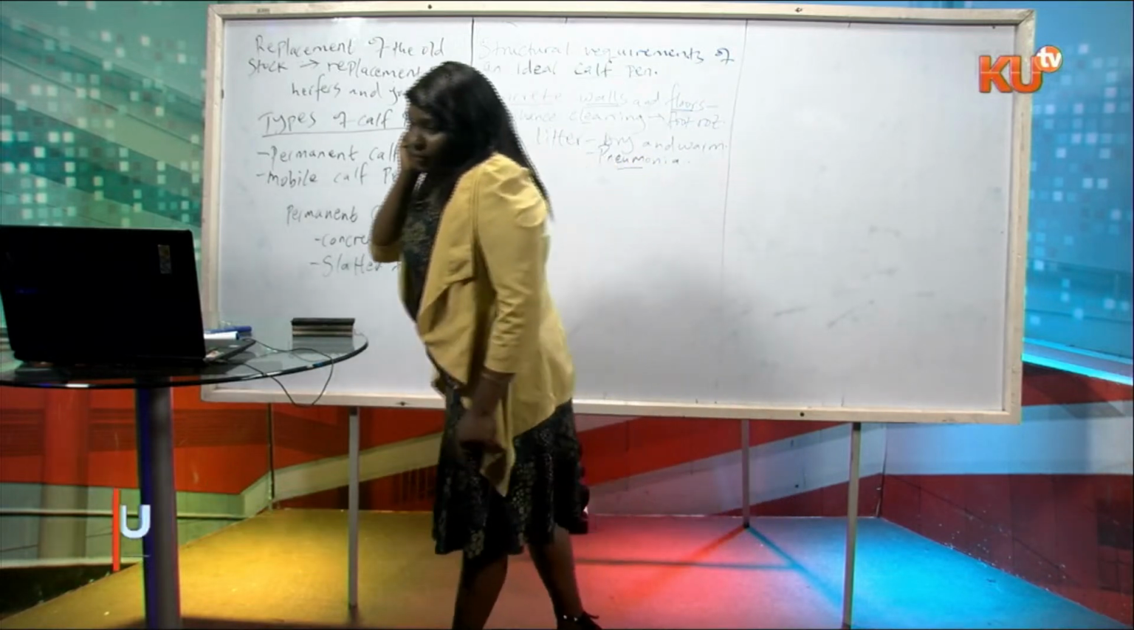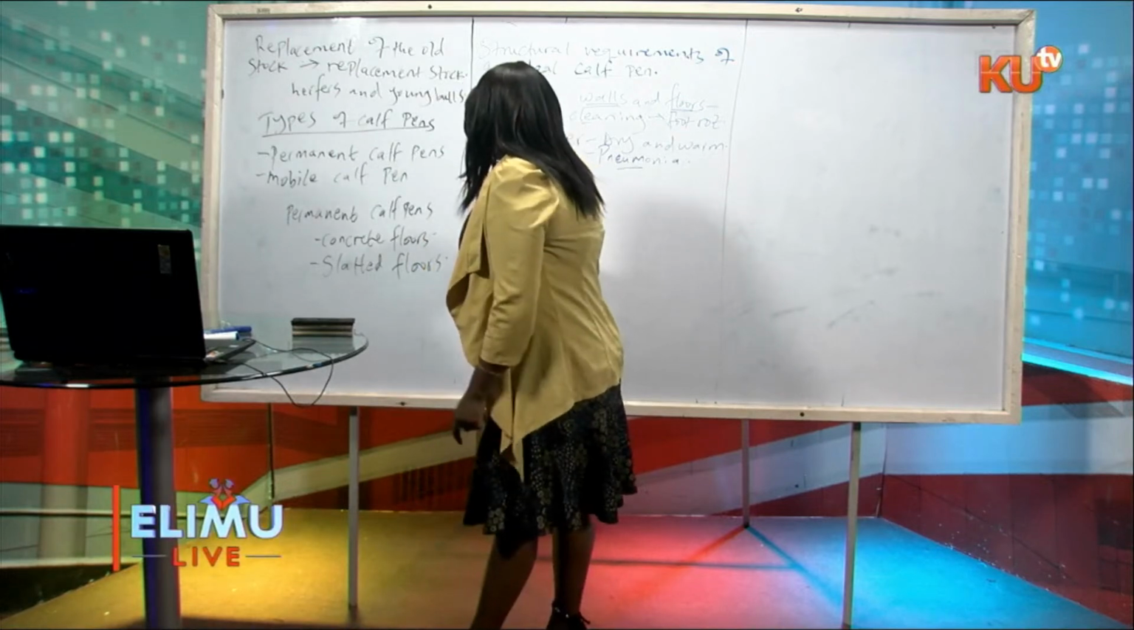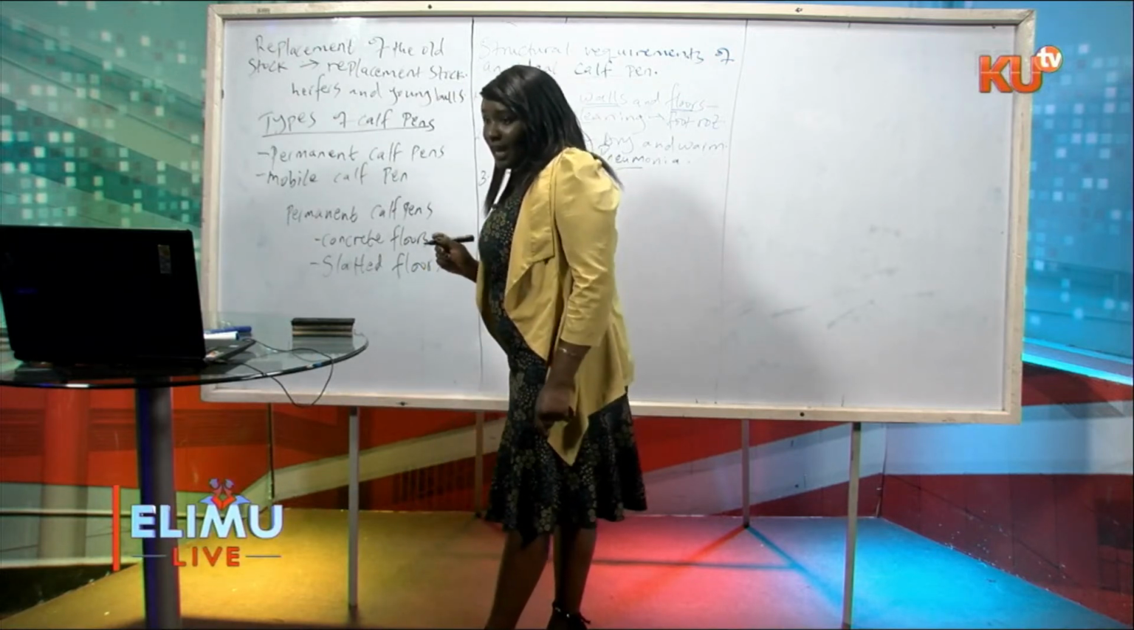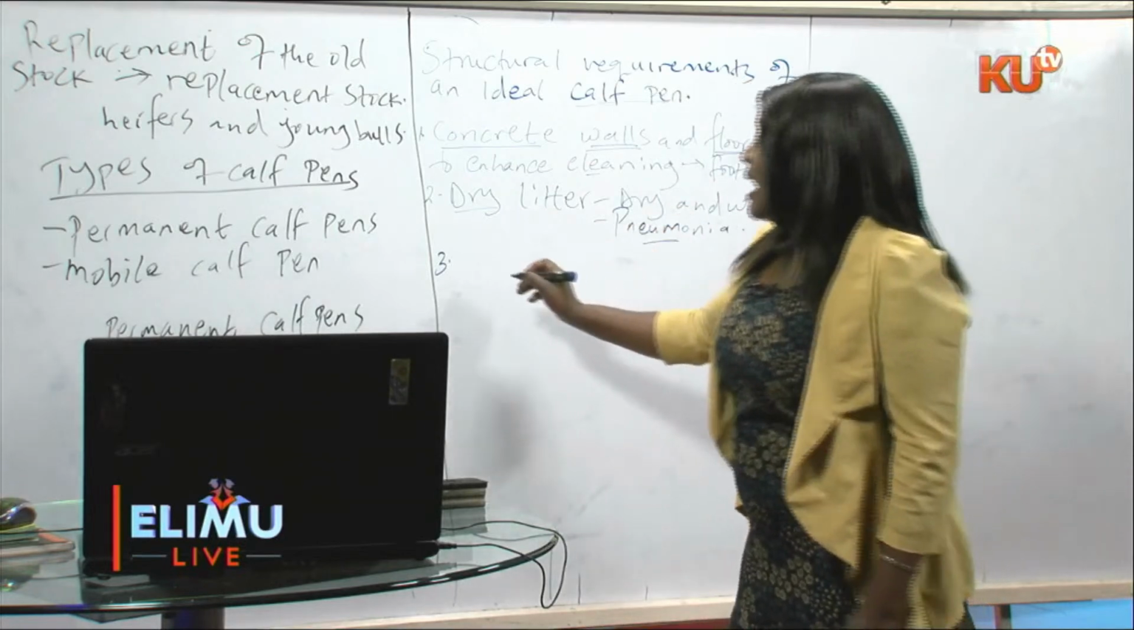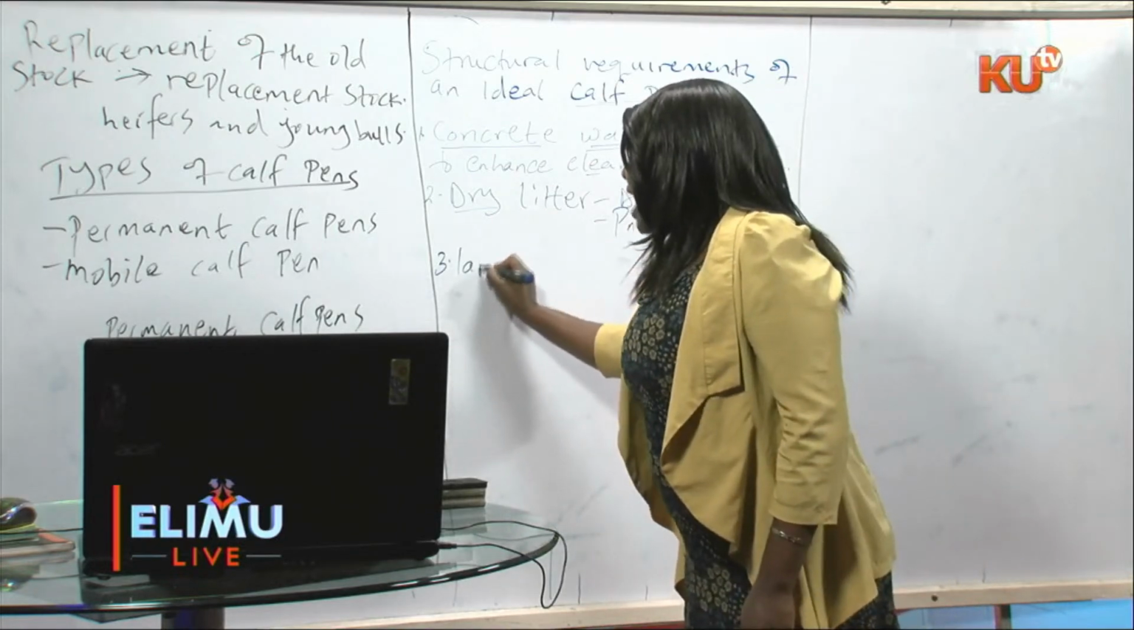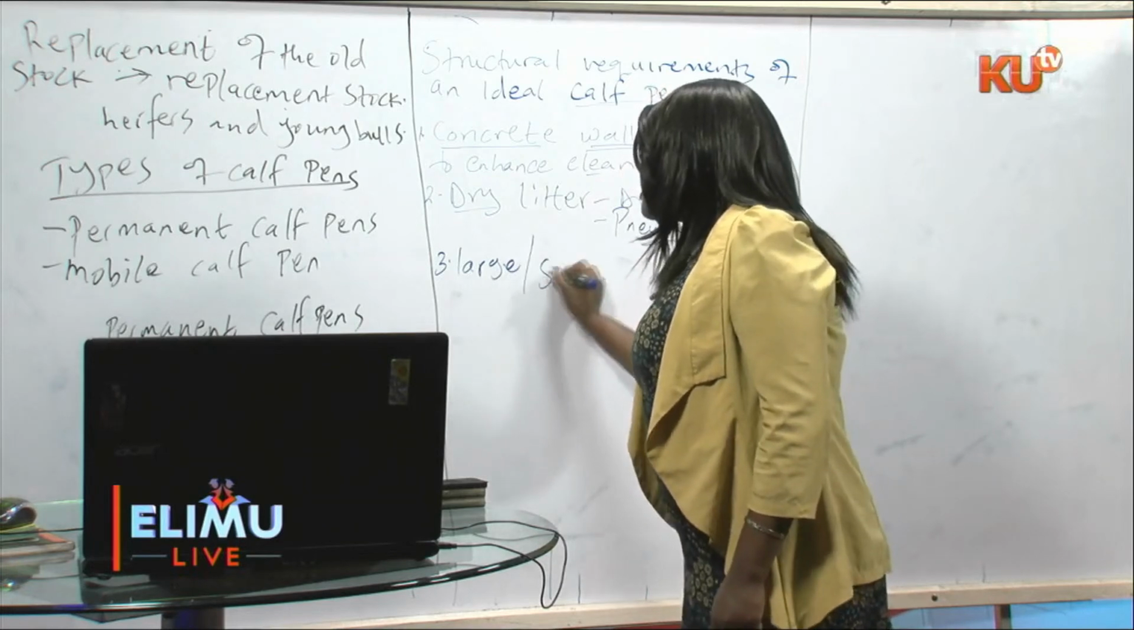So the third requirement of a calf pen is that the calf pen should be large enough. Large, or you can talk of spacious.